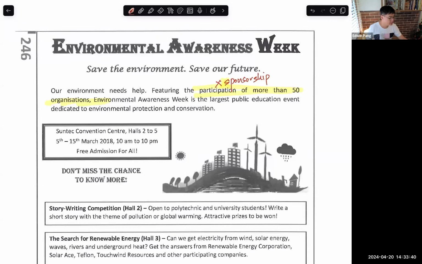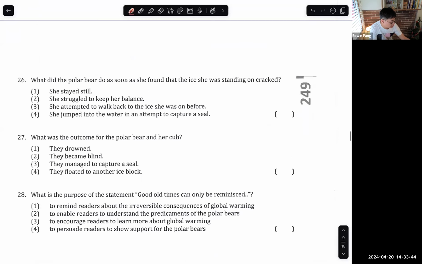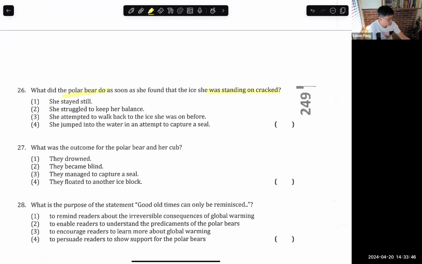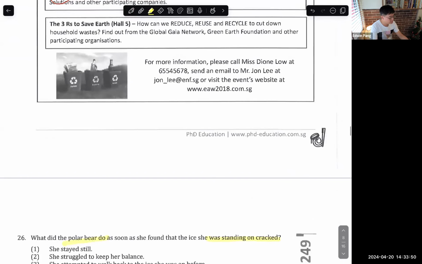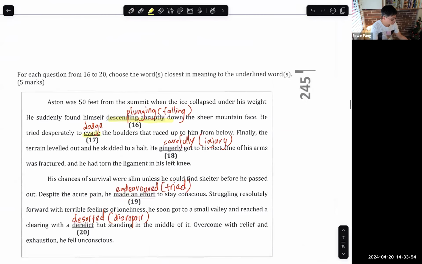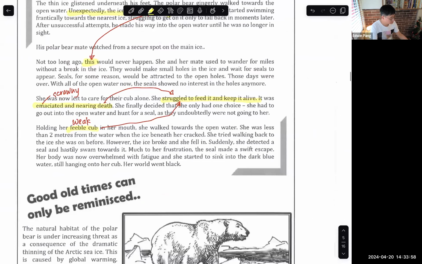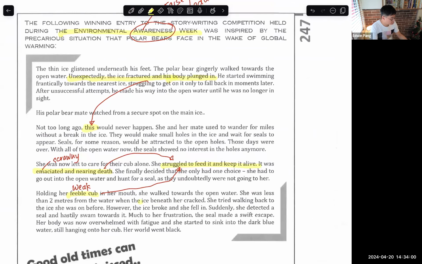No, okay, good. Okay, so what did the polar bear do as soon as she found out that the ice she was standing on cracked? So what did the polar bear do? Basically, if I go back over here, I can show you what she did. Okay, the ice beneath her cracked. She tried walking back to the ice she was on before. So that's what she tried to do, okay? She tried to walk back to the ice she was on before.